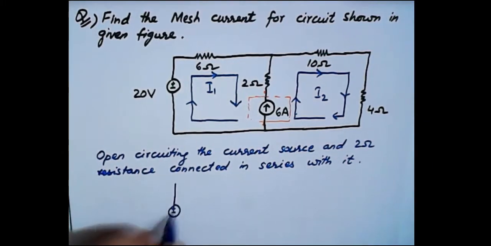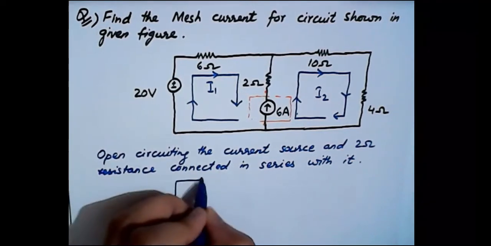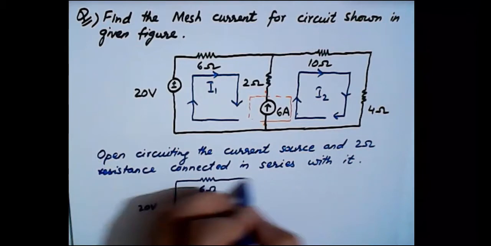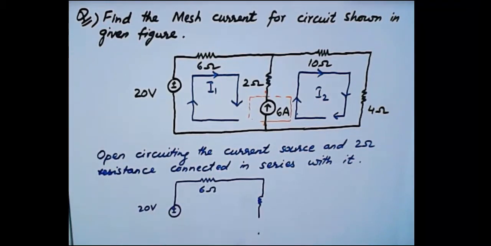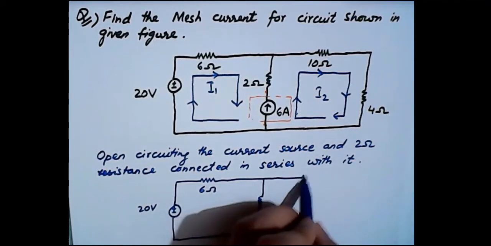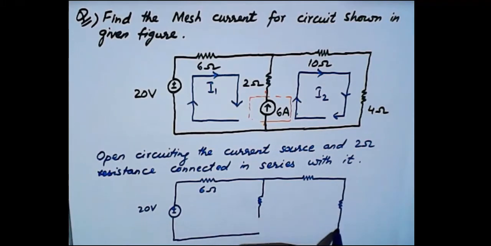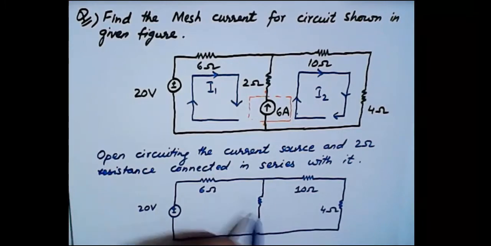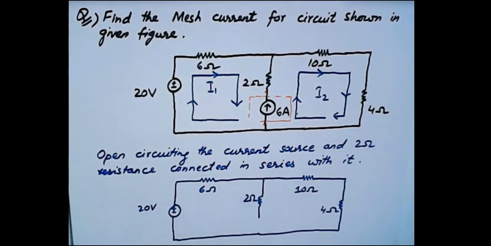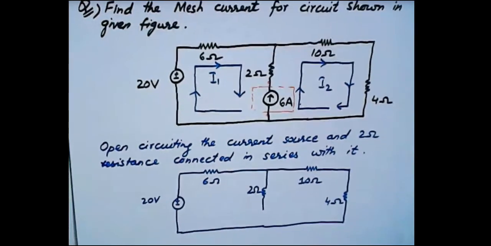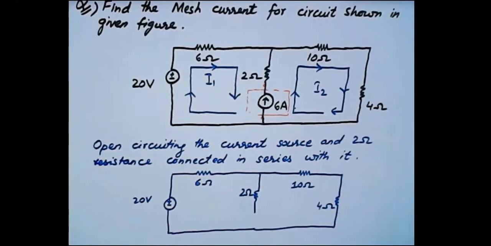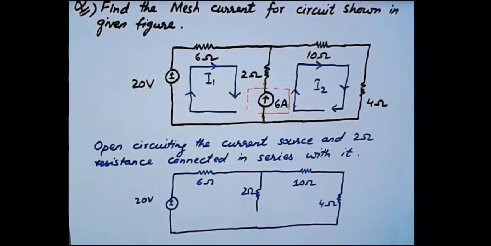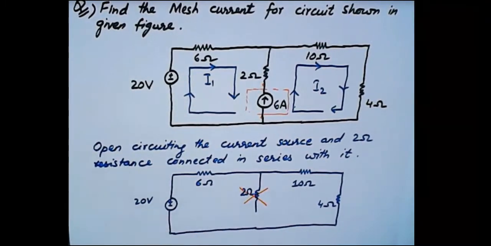So this will be 20 volts, 6 ohms, and then we have 10 ohms and 4 ohms, right? Here you can see that this 2 ohms is of no use. Why? Because since this branch is open, there will be no current through this 2 ohms resistance, so there is no significance of this branch in the circuit. We can also remove it, right?